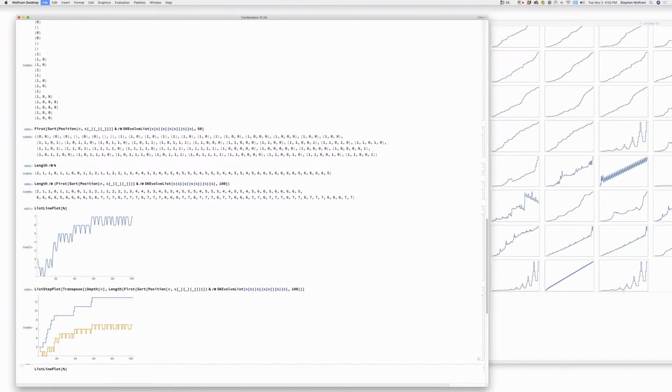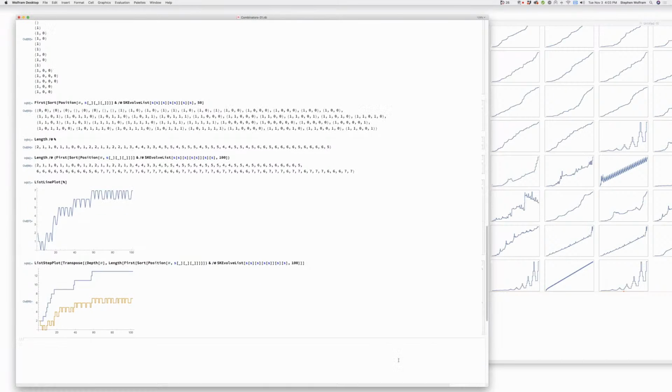Okay, so this is kind of interesting. So that's showing us the depth, the overall depth of the expression, together with the depth of the place where the actual rewrite got done. Okay, so the next question is, let's look at the actual expressions that were being rewritten and see whether we can understand how those work.